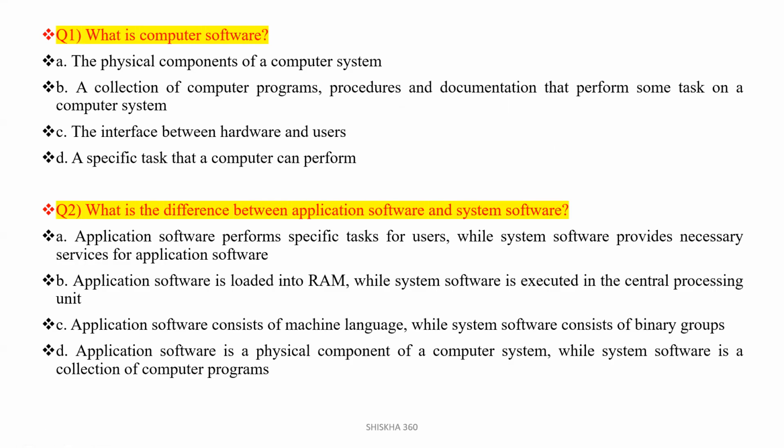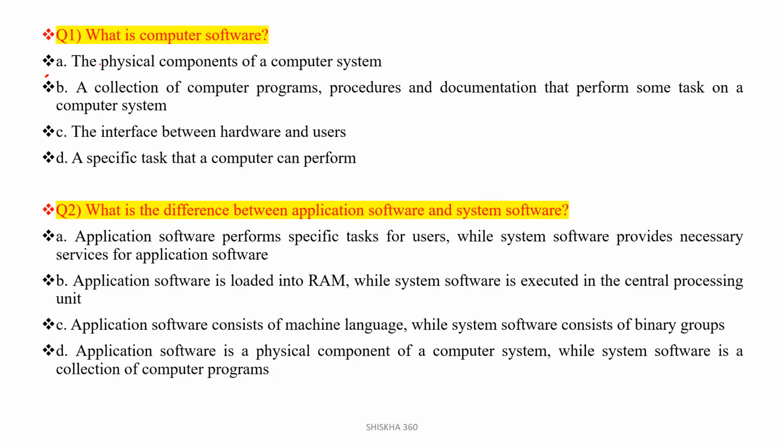What is a computer software? The first question presented on your screen now is, what is a computer software? This point we have already discussed in Chapter 3, Part 1. Option A, the physical components of a computer system. Option B, a collection of computer programs, procedures, and documentation that performs some task on a computer system. Option C, the interface between the hardware and the users. Or option D, a specific task that a computer can perform. So please tell fast, what will be the correct answer of this question?